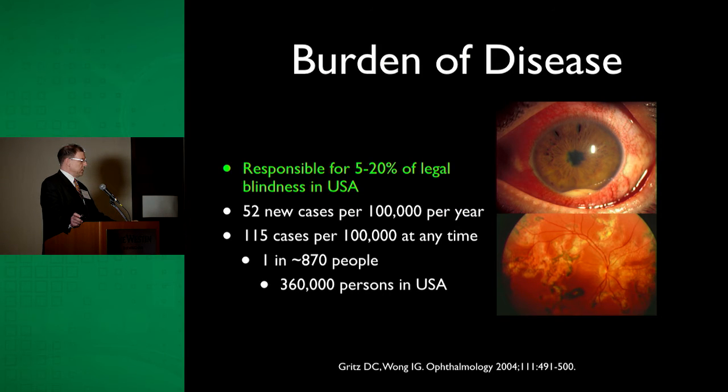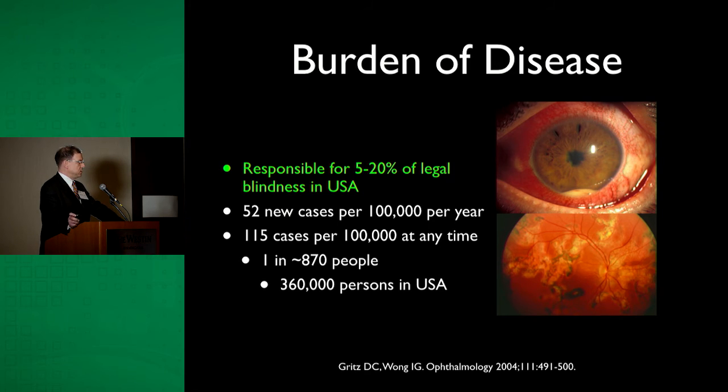So the burden of disease: uveitis, depending on which study you look at, is responsible for anywhere between 5 and 20% of the legal blindness in this country. If you think about the epidemiology of it, there's not a lot of people that have uveitis. The best data we have comes from Northern California. Dave Greitz and Ira Wong did a study out of the Kaiser Permanente HMO in Northern California, so a captive population of a lot of patients from which they could pull out, and they actually had EHR for a long time before a lot of us, pretty good quality data.